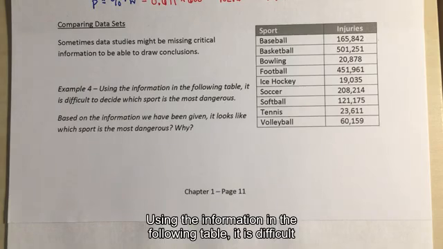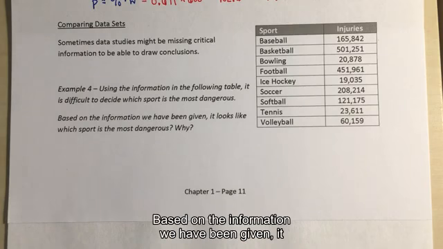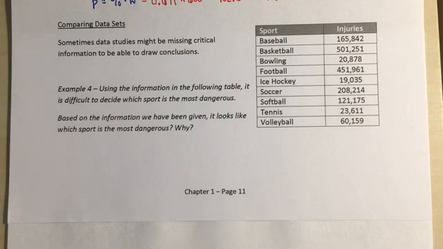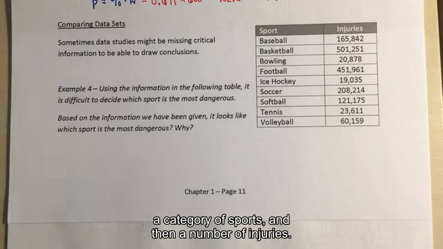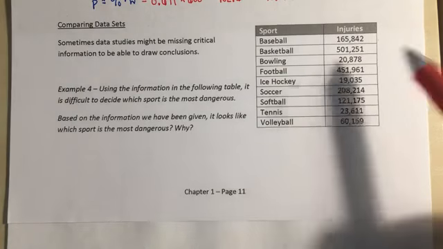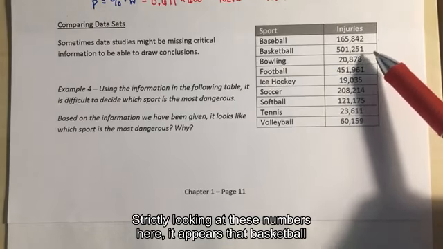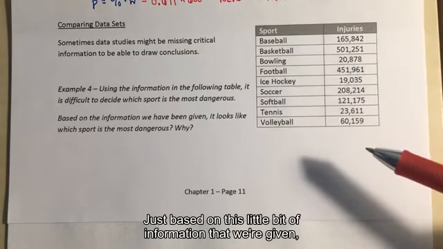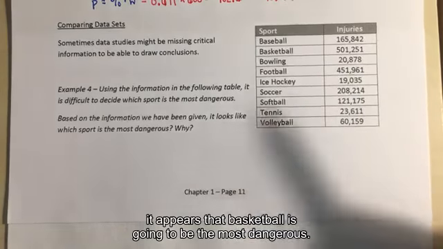Using the information in the following table, it is difficult to decide which sport is the most dangerous. Based on the information we have been given, which sport looks the most dangerous and why? What we're given so far is just a category of sports and a number of injuries. Strictly looking at these numbers, it appears that basketball has the largest number of injuries. So just based on this little bit of information, it appears that basketball is going to be the most dangerous.